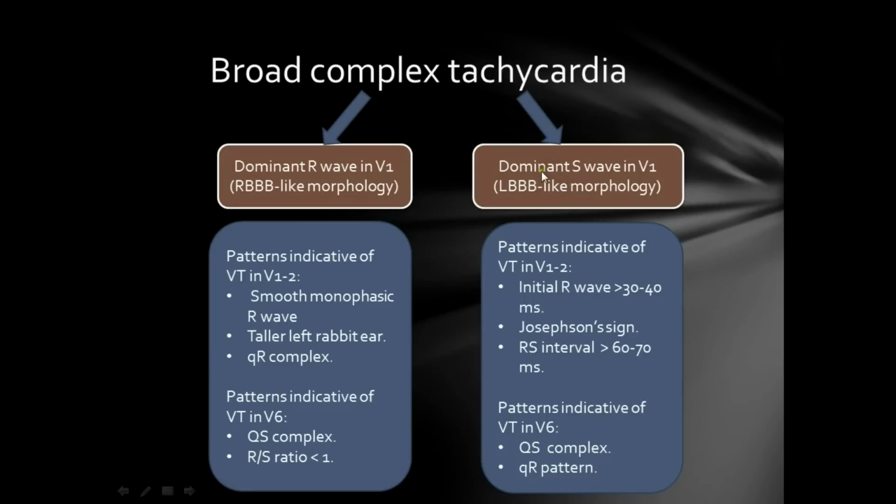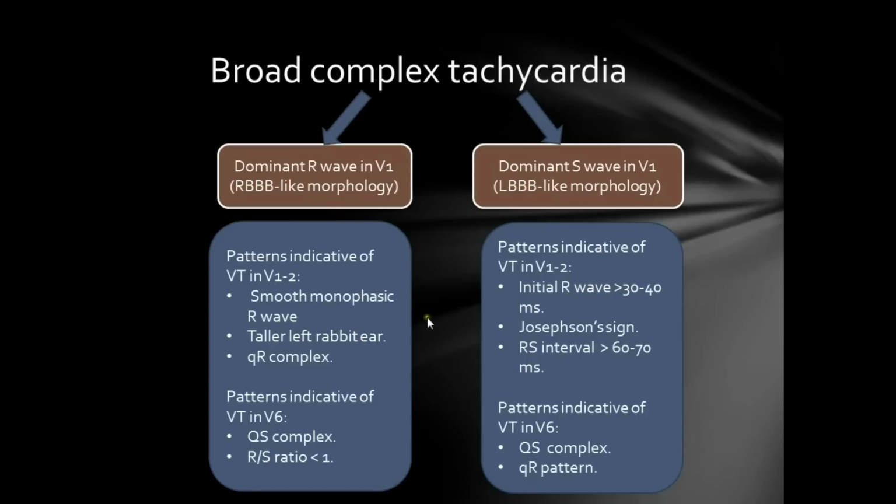Now, if you have a dominant S wave in V1 and hence a left bundle branch block-like morphology, we'll be looking for the following patterns on the ECG suggestive of ventricular tachycardia. So on V1 to V2, we'll be looking for an initial R wave of more than 30 to 40 milliseconds, so approximately more than one small square. This is in contrast to the typical left bundle branch block, where you would be having very small R waves.